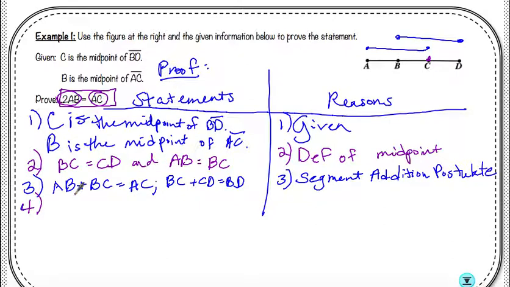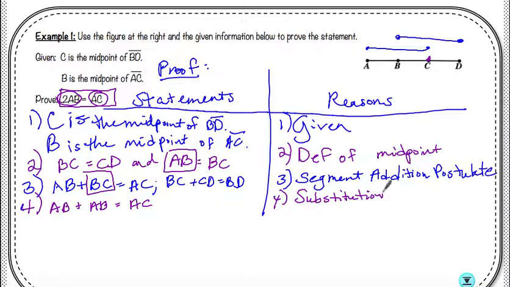I'm just missing one of these other ABs. Okay, so now I can actually replace this BC with an AB because BC is equal to AB. So I'm going to say AB plus AB equals AC. AB and BC are equal. We already said that. So I can replace one of them. I can substitute. This is called the substitution property of equality.